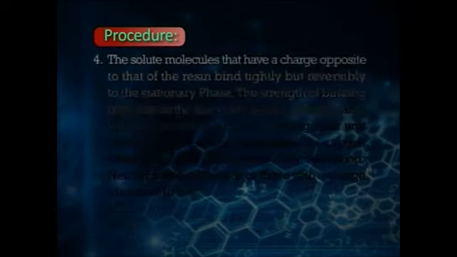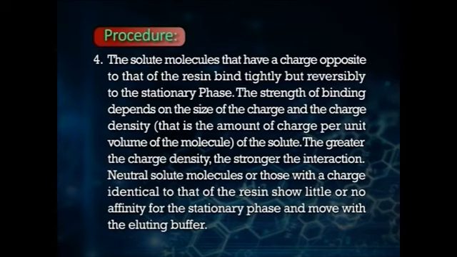Fourth, the solute molecules that have a charge opposite to that of the resin bind tightly but reversibly to the stationary phase. The strength of binding depends on the size of the charge and the charge density, that is the amount of charge per unit volume of the molecule of the solute. The greater the charge density, the stronger the interaction. Neutral solute molecules or those with a charge identical to that of the resin show little or no affinity for the stationary phase and move with the eluting buffer.